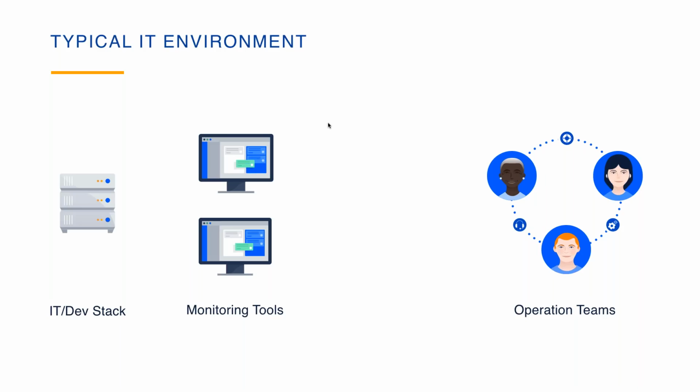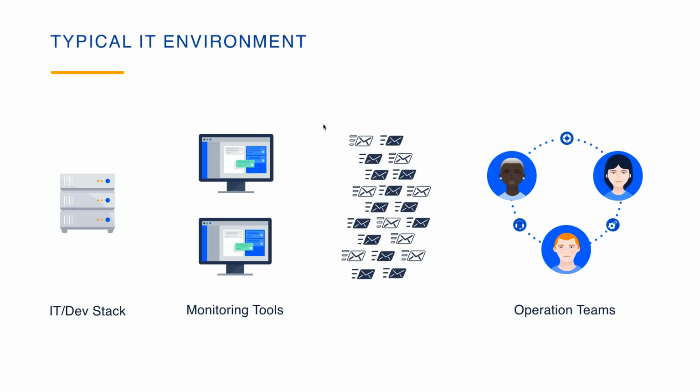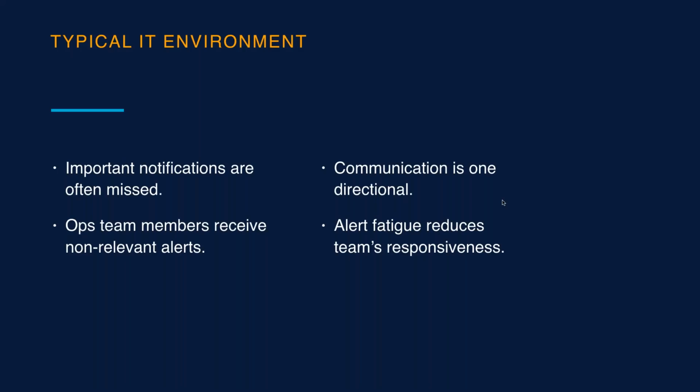The only problem is if you just integrate a bunch of tools, you end up with a lot of email, a lot of one-way communication, which can quickly overwhelm your operational team. And that's what we saw. We saw the signal to the noise ratio was way out of whack. Important notifications were missed. Team members received non-relevant alerts, and alert fatigue kind of set in across the team. And we saw it ourselves with the very tools that we were using.